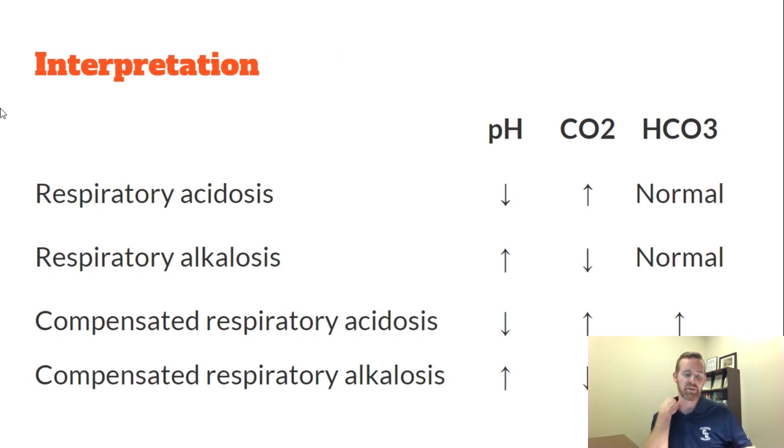So here's your interpretation. How do you interpret this? So first you're going to look at the pH. So you want to know, is this acidosis or alkalosis? And of course, lower numbers on the pH scale are going to be acidotic. Higher numbers are going to be alkalotic. Okay?